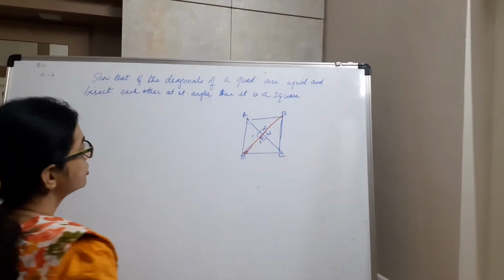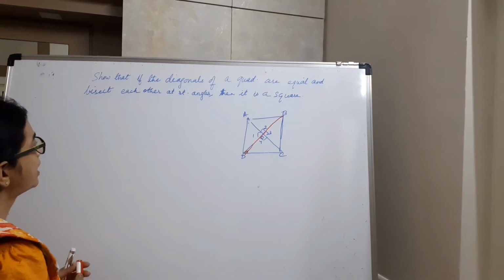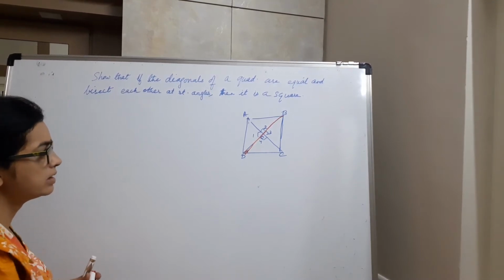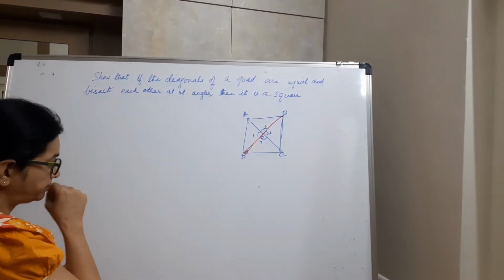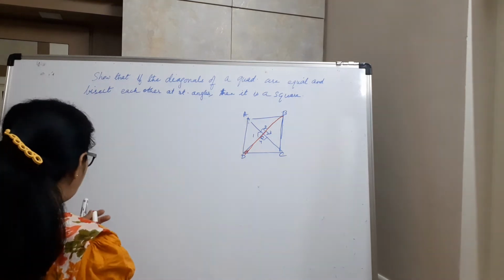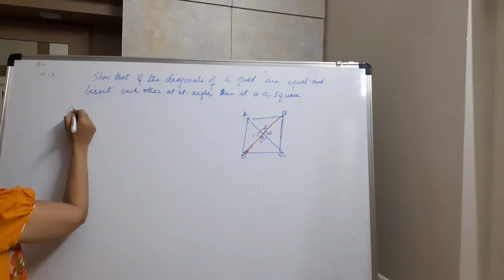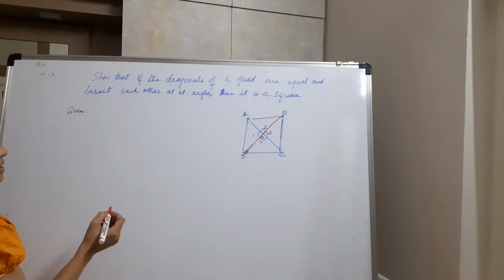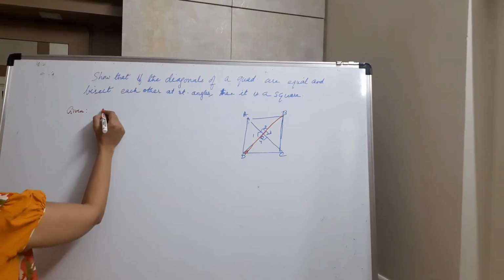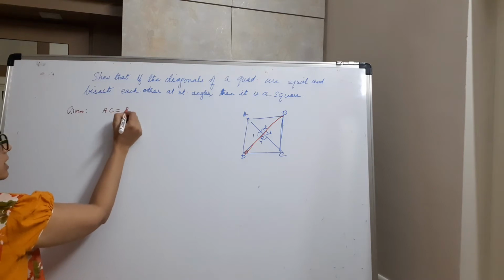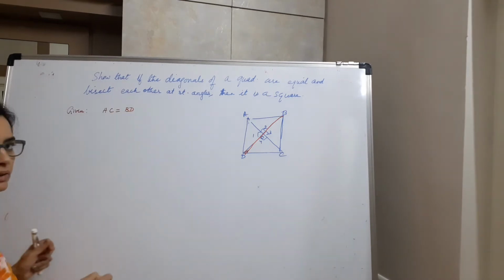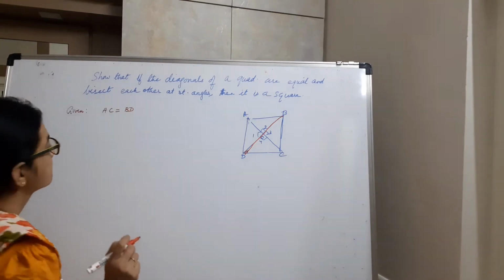Show that if the diagonals of a quadrilateral are equal and bisect each other at right angles, then it is a square. Here we are going to take what is given. First we'll write down. Given is that the diagonals AC and BD are equal. These are the two diagonals which are equal.